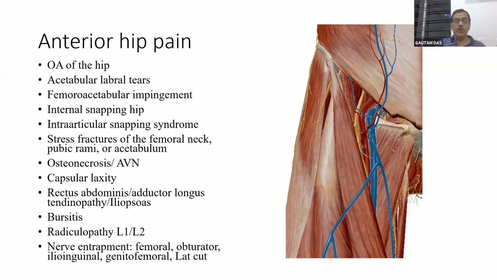And sometimes, as you already mentioned, L1 or L2 radicular pain, radiculopathy, can cause the pain, as well as some nerve entrapments, like the femoral. The genitofemoral is one of the very important ones, as I already mentioned during the leg pain.